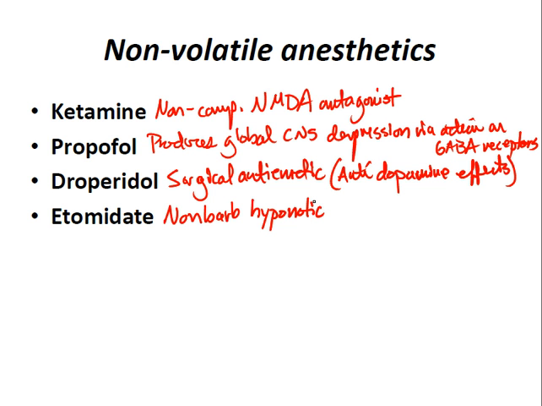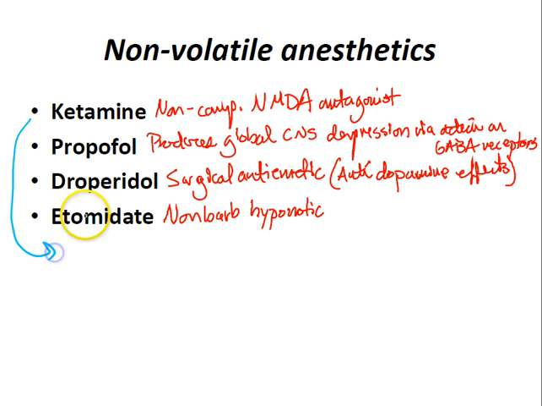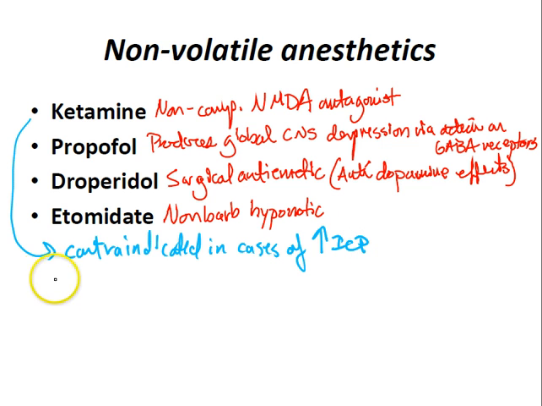All right, so let's talk about some black box warnings here. Ketamine, which is an NMDA antagonist, increases cerebral metabolic rate and cerebral blood volume. Thus, it's contraindicated in increased ICP. So ketamine is contraindicated in cases of increased intracranial pressure.